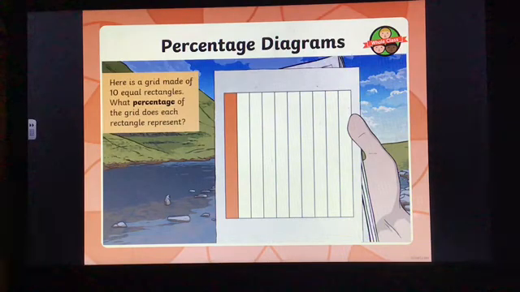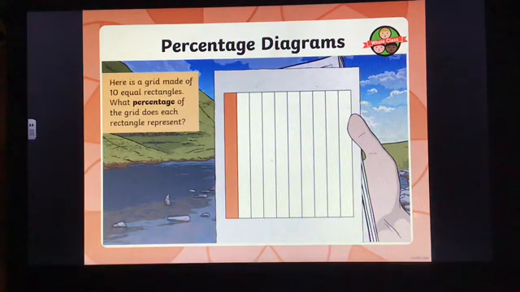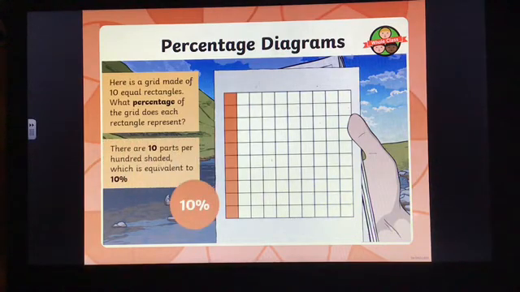Okay, these diagrams are slightly trickier. So this time it's the same grid, but we've just made it out of 10 equal rectangles. So imagine that this was a 100 grid and you filled in a whole column of the grid. Could you work out what percent is filled in here? So it would actually be 10%.